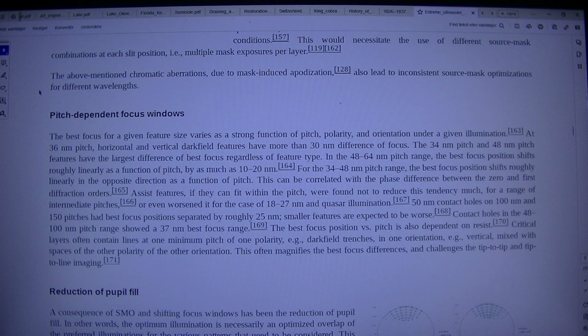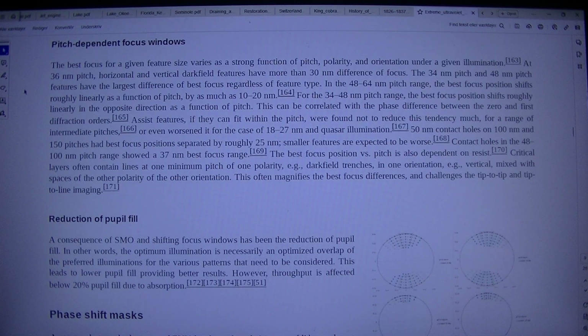The above-mentioned chromatic aberrations, due to mask-induced apodization, also lead to inconsistent source mask optimizations for different wavelengths. Pitch-dependent focus windows. The best focus for a given feature size varies as a strong function of pitch, polarity, and orientation under a given illumination.